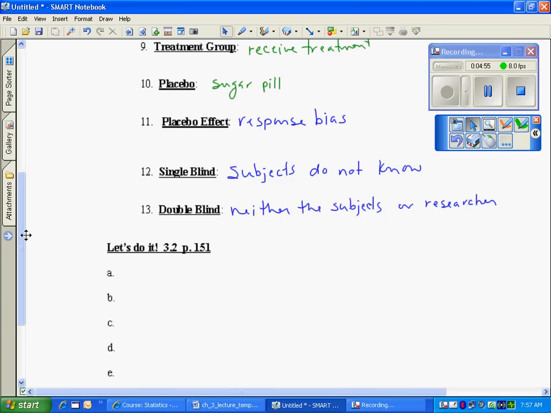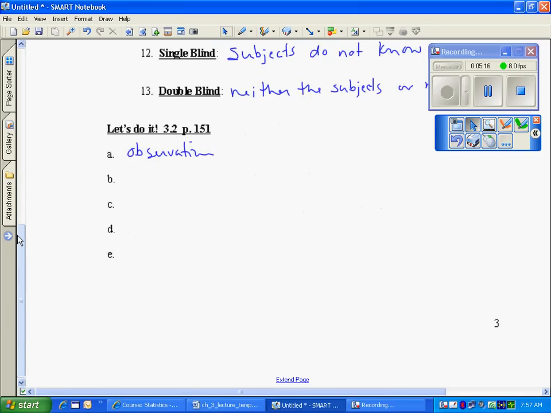So there is a Let's Do It on page 151 at the bottom. It's 3.2. And it talks about food myths and they're wondering if this is an observational or an experiment. Well, they didn't force these women to drink soda. They just looked at their habits. So this is an observation. They didn't just put a 12-pack in front of them and say, drink this, and then let's see what happens.